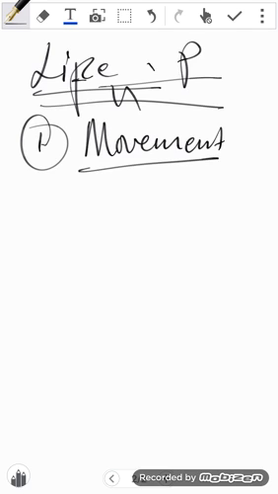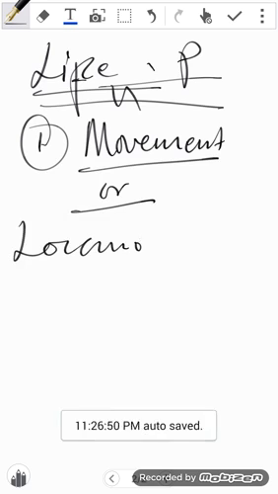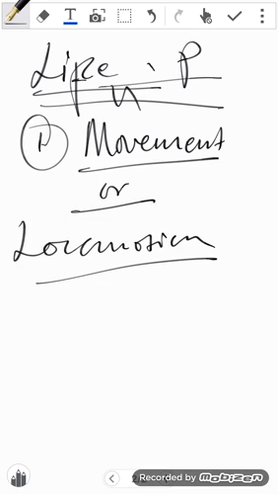Movement sometimes can be referred to as locomotion. But these two do not actually mean the same. Locomotion means movement, but movement doesn't really mean locomotion. I know it's a bit crazy. Locomotion means movement, but movement does not mean locomotion.